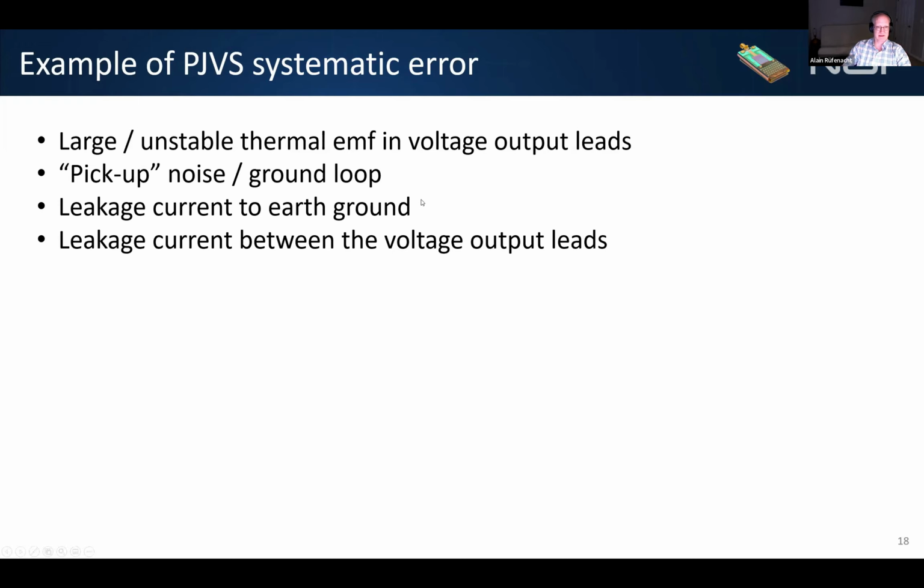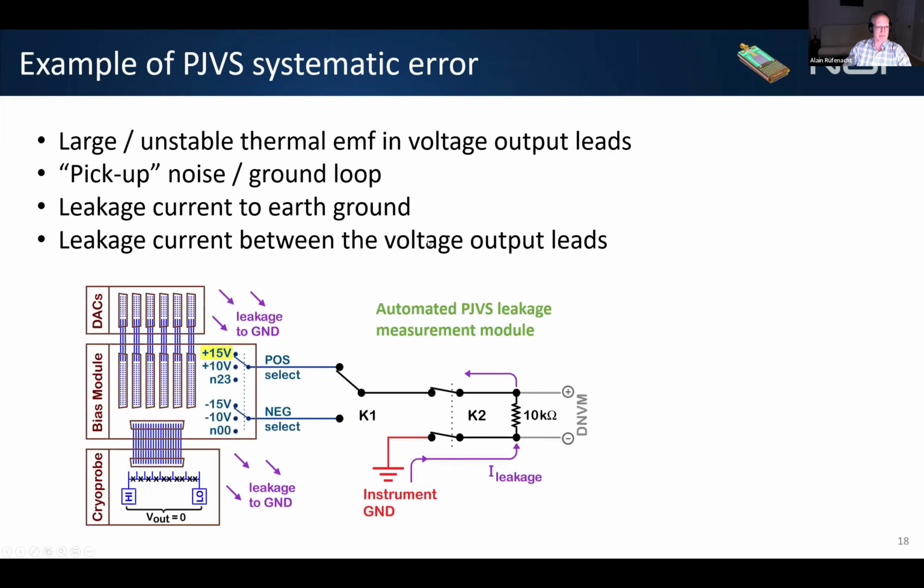So those ones, we developed recently at NIST new method to do it automatically. And this is now built up in our system to basically evaluate those systematic errors. So it's not just a guessing game.